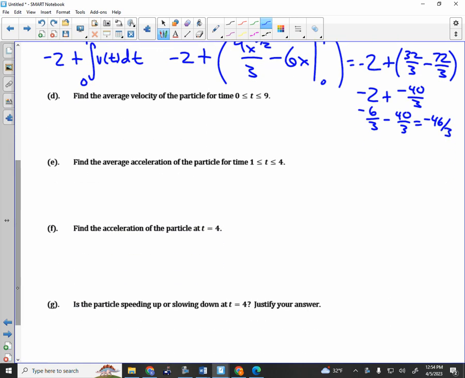Good. All right. Average velocity. Thoughts? Did it yesterday? 1/9 integral 0 to 9 of v of t dt. Good. Did we already figure out the integral of v of t dt? What was it? It was -18, wasn't it? Yeah.